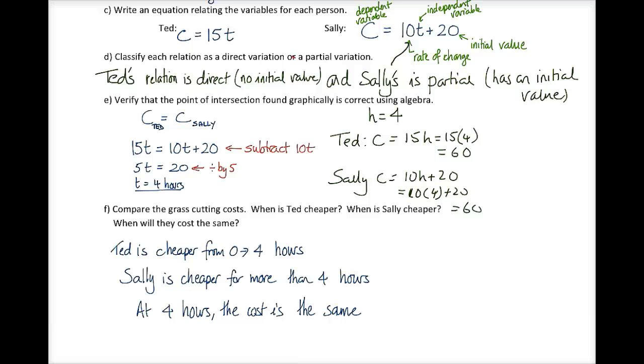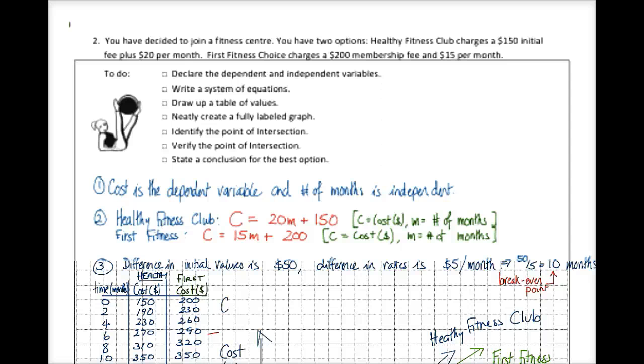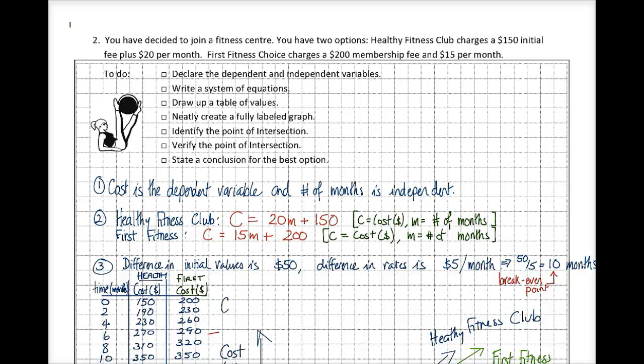So let's take a look at this second example now. Here in this example, we've got two fitness clubs. Healthy Fitness Club has an initial value of $150 plus $20 per month, so that's a partial variation. And then First Fitness has a $200 membership fee and $15 per month. It's also a partial variation in this case.